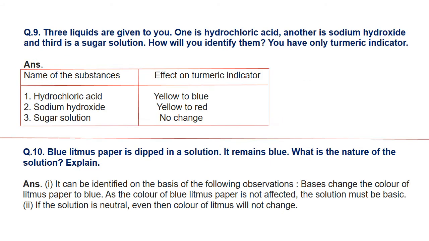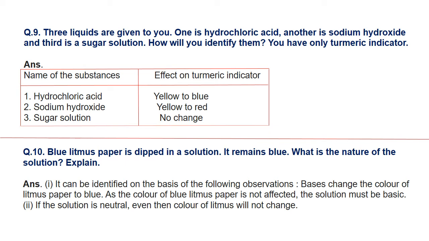Question 9. Three liquids are given to you. One is hydrochloric acid, another is sodium hydroxide, and the third is a sugar solution. How will you identify them? You have only turmeric indicator. Hydrochloric acid will turn yellow to blue. Sodium hydroxide, yellow to red. Sugar solution will show no change.